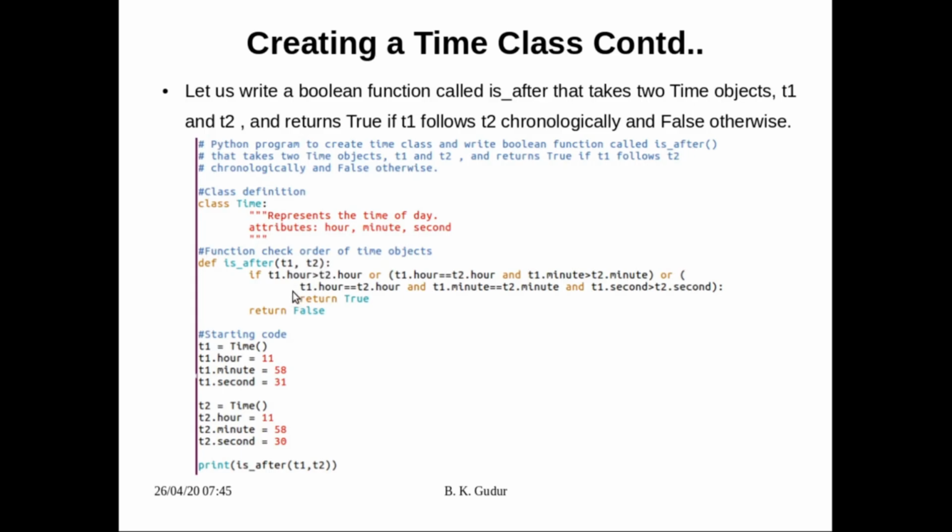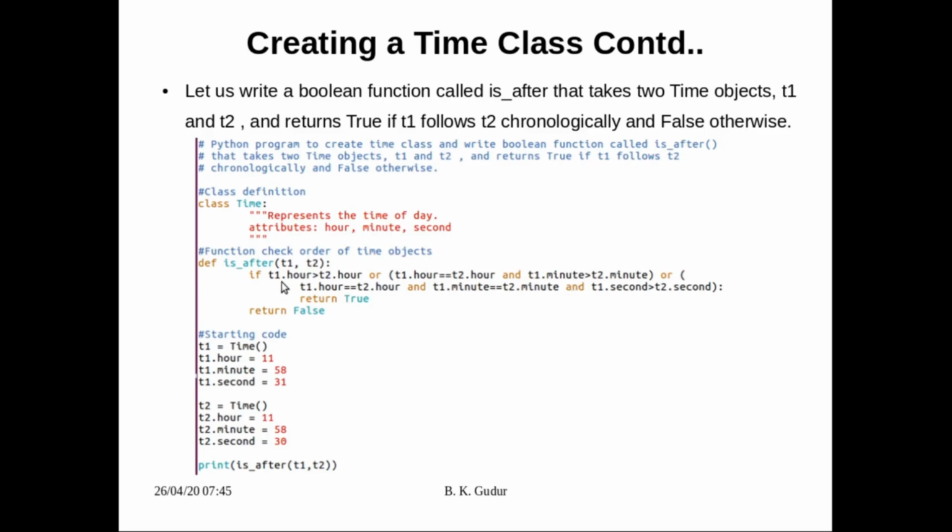Now how do we check this? Look at this, this is very simple. If t1.hour is greater than t2.hour, because t1 has to follow t2, t1.hour should be greater than t2.hour. So there are 3 things. In terms of hour, t1 might be greater, or hour might be equal in t1 and t2 and minutes might be greater in t1, or hour and minutes both might be equal in t1 and t2 and seconds might be greater in t1. In all 3 cases, t1 is going to follow t2. That's what we are supposed to check.